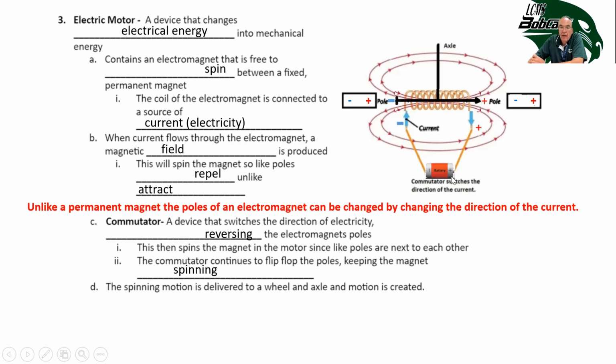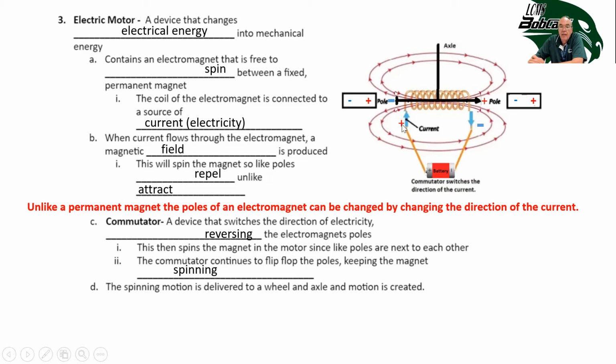But now the battery changes direction. And then the poles change. And this becomes the positive again, and this becomes the negative again, and they repel. And then it gets to where it wants to be. And as soon as it gets to where it wants to be, the battery changes direction. So now that this becomes the positive, this is what the commutator does. It switches the direction of the current.